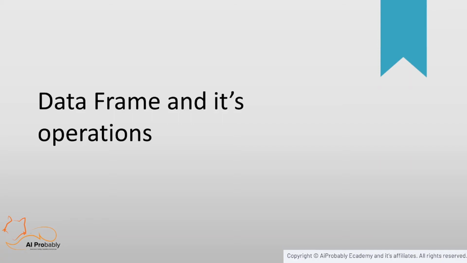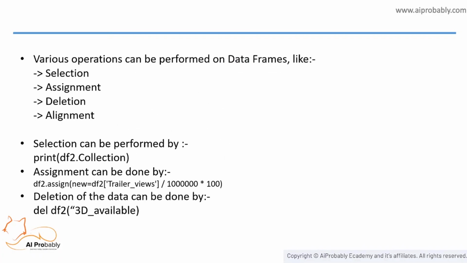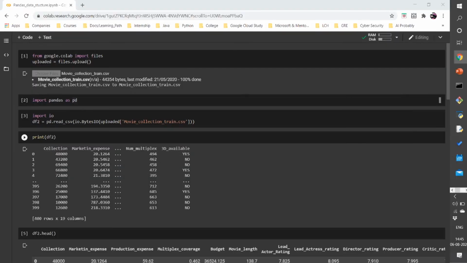Let's look at the operations on data frames now. The few operations that we perform on data frames are the selection operation, where we select a specific column as a series dataset structure. The assignment operation, where we can add a new column to a dataset. Deletion, where we can delete a certain set of data from the dataset. Alignment is used to align the data, including the index label.